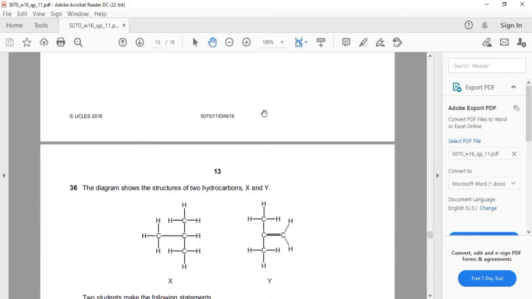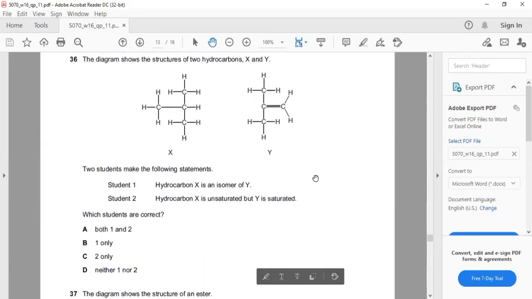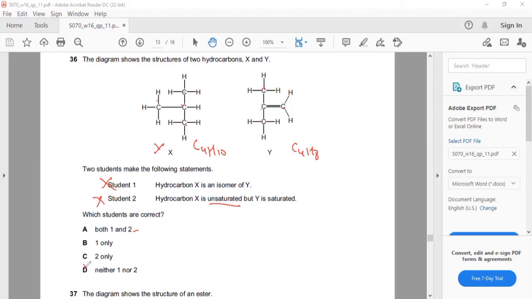36. There are two students who wrote statements. Hydrocarbon X is an isomer of Y. How many carbon? 1, 2, 3, 4. 1, 2, 3, 4. Number of hydrogen is different. This is C4H10, C4H8. So they are not isomers. Okay. Hydrocarbon X is unsaturated. Wrong. It is saturated, single bond. Both are wrong. Neither one nor two. None of them are correct.